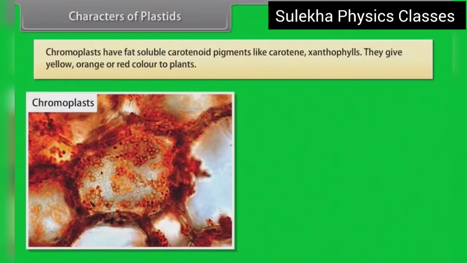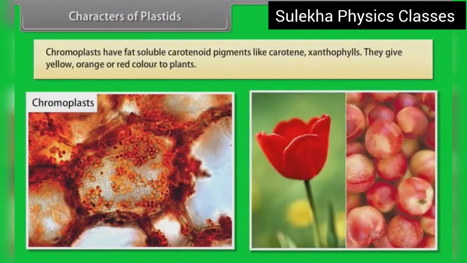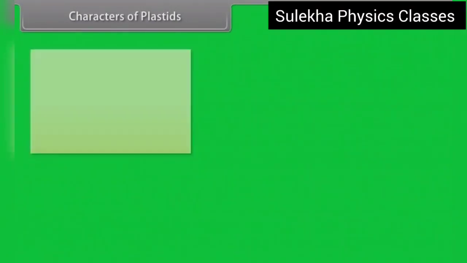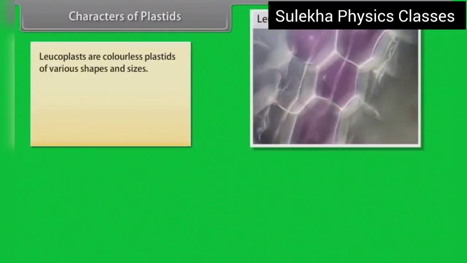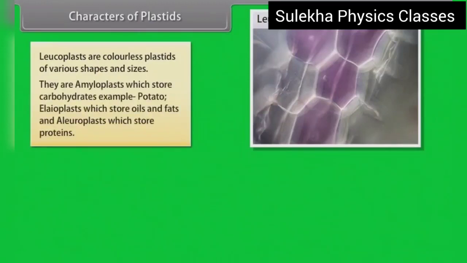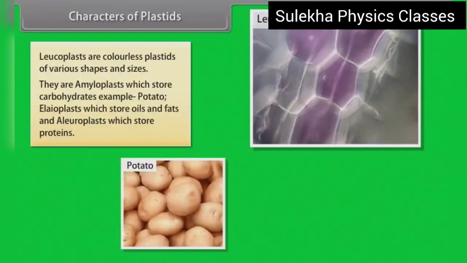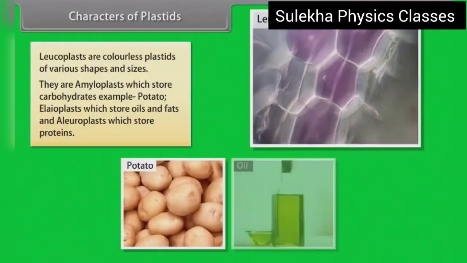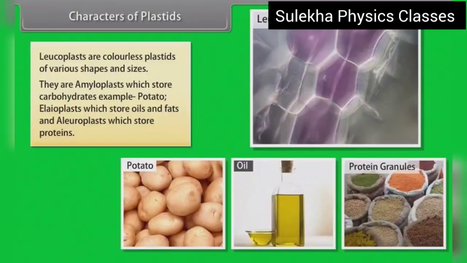Chromoplasts have fat-soluble carotenoid pigments like carotene and xanthophylls. They give yellow, orange, or red color to the plants. Leucoplasts are colorless plastids of various shapes and sizes. They are amyloplasts which store carbohydrates, for example in potato, elaioplasts which store oils and fats, and aleuroplasts which store protein.